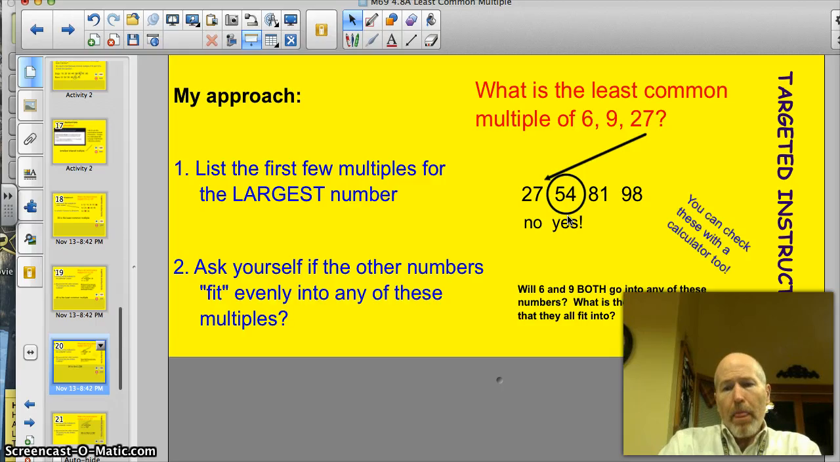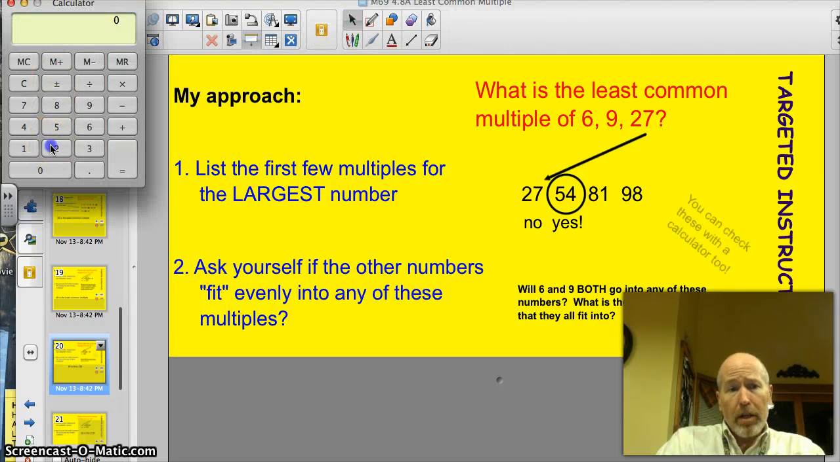All right. I've got the flashing light here saying you can also check these with a calculator. So if you're not sure how to skip count, put 27 in the calculator. Watch me here. I'll get my calculator out. 27 plus 27. There's the second multiple. 54 plus 27. You get the third multiple, etc. All right? Then you can look at those numbers like 27, and if you're not sure, just divide it out.